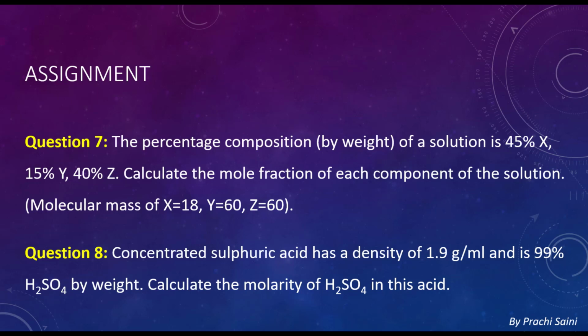Question 8. Concentrated sulphuric acid has a density of 1.9 grams per milliliter and is 99% H2SO4 by weight. Calculate the molarity of H2SO4 in this acid.